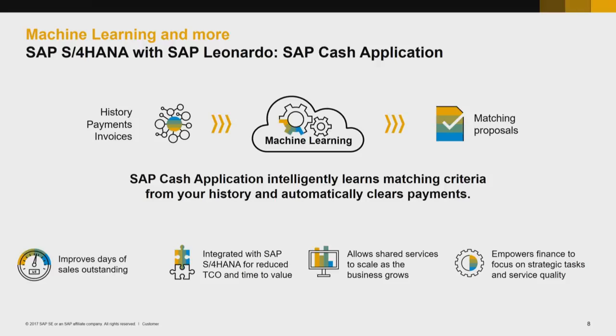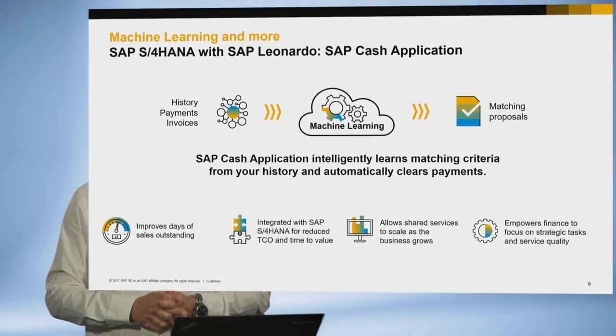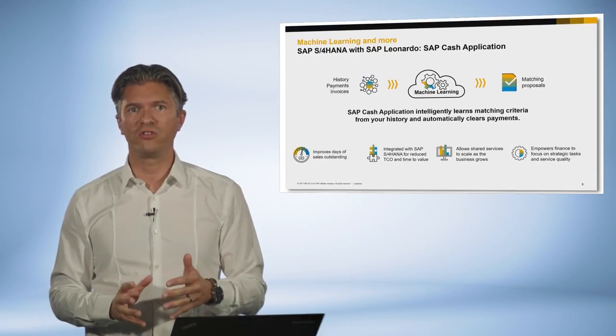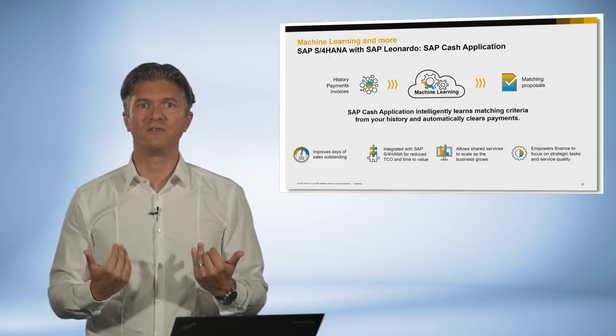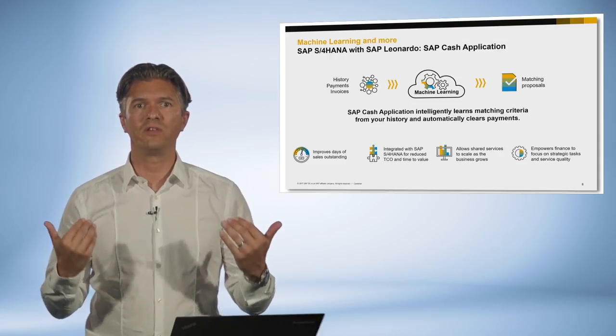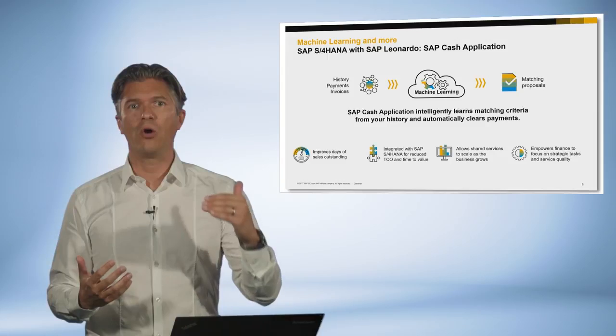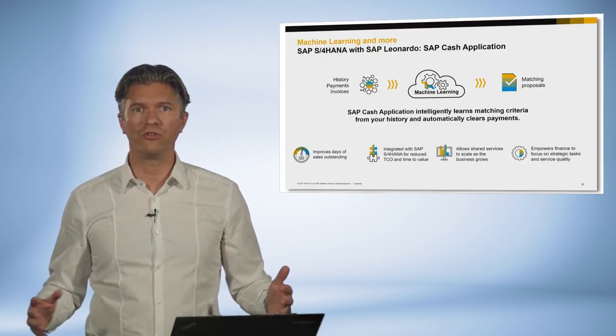Machine learning can capture a far richer profile of customer and country-specific behavior without the cost associated with manually defining detailed rules. So proposed matches are returned to S/4HANA 1709, and those that meet a specified confidence threshold are automatically cleared for full automation.